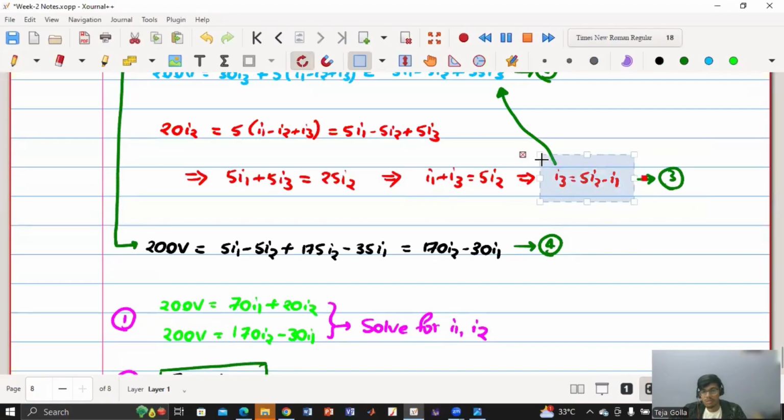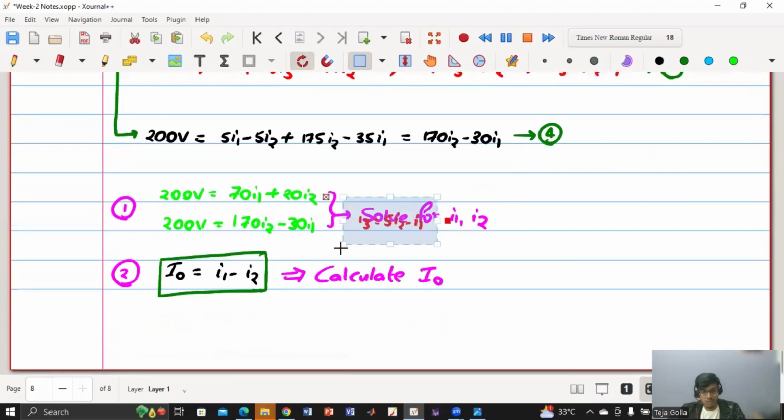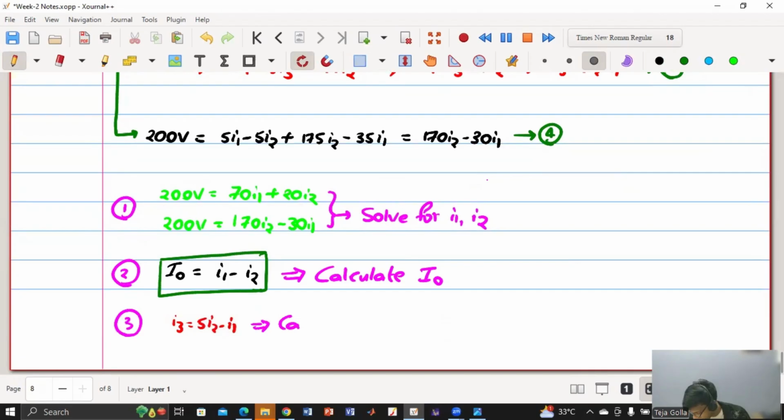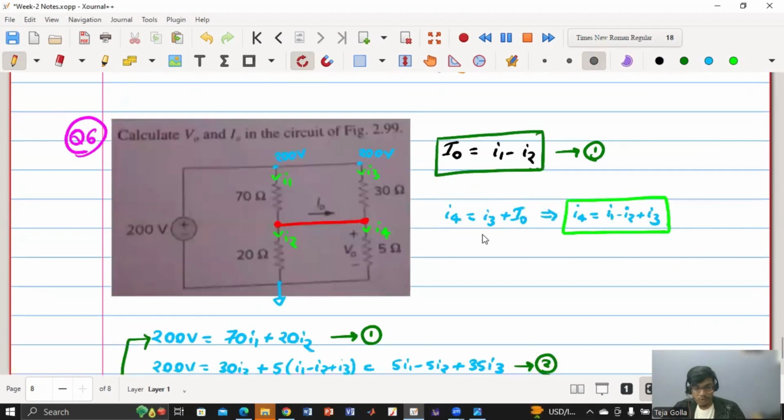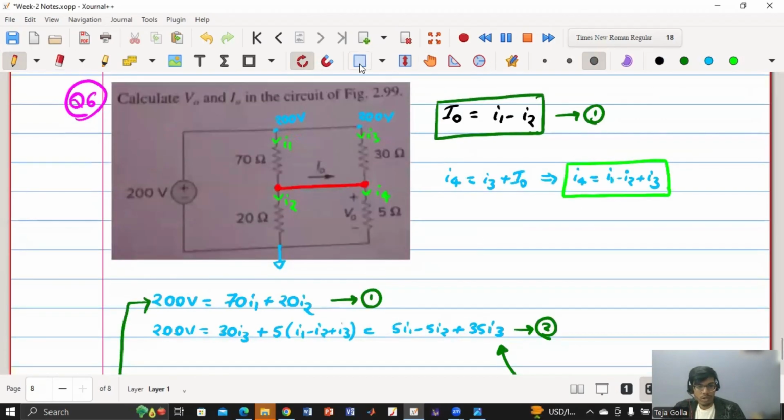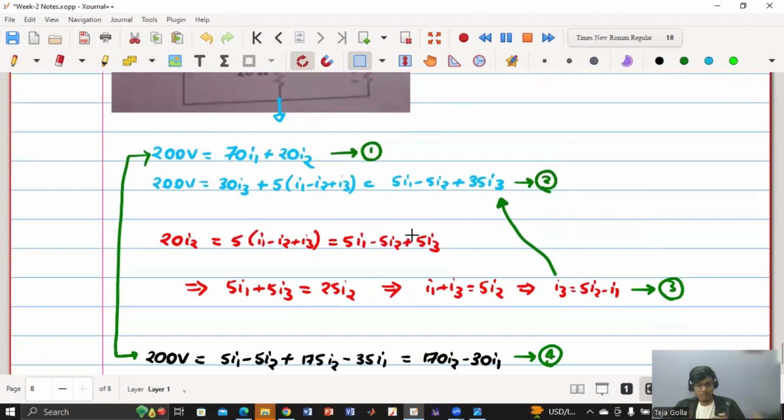So I'll use this equation and I'll solve I3. So my third step will be solve or calculate I3. Then fourth step will be calculate I4. And how will I calculate I4? I'll use this to calculate I4. And once I know I4, V naught is 5 I4, right?